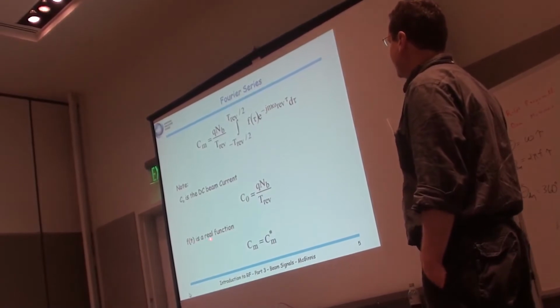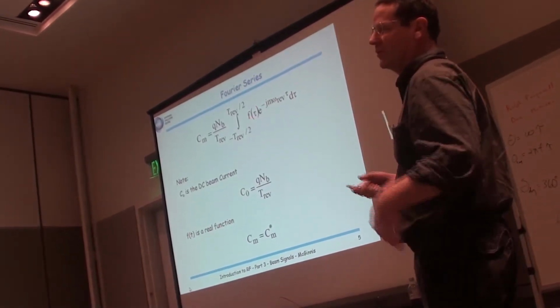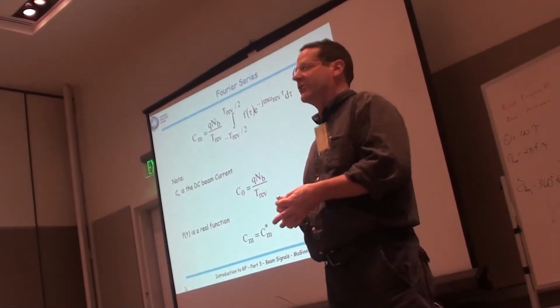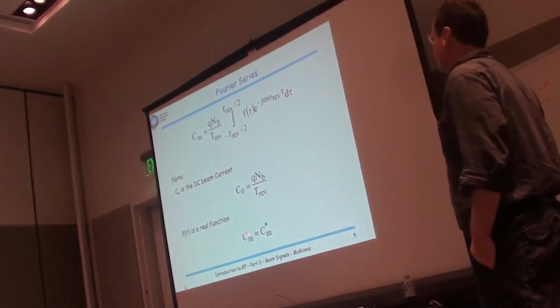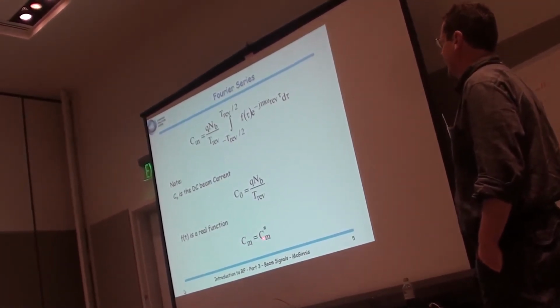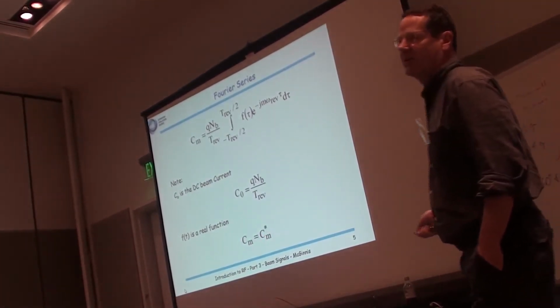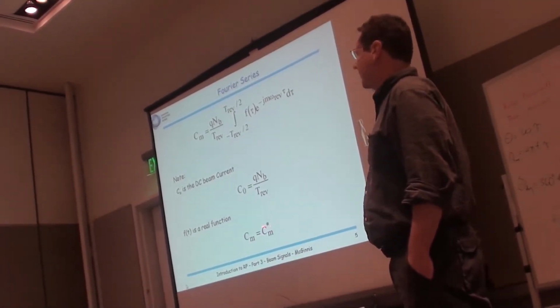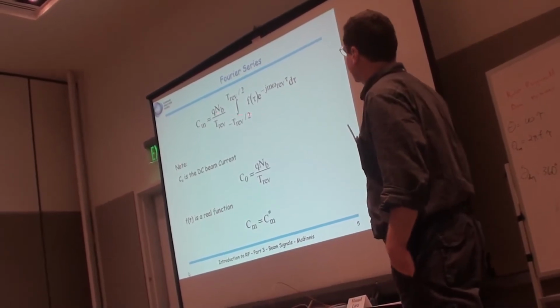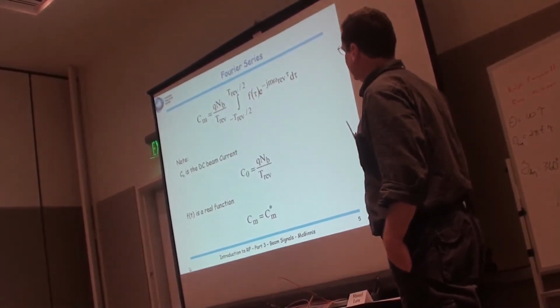And that f of t has to be a real function, right? When you look at an oscilloscope, it's a real function. There's no complex values on your oscilloscope. That means if f of t is a real function, that c sub m and c sub minus m star, the complex conjugates, are equal. Okay, so that you get a real function in the end, because this has to be real.